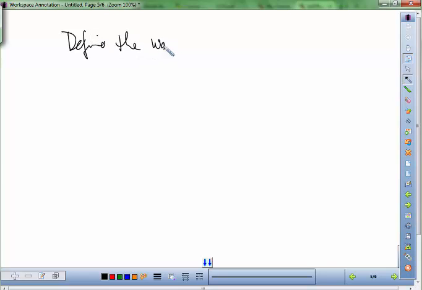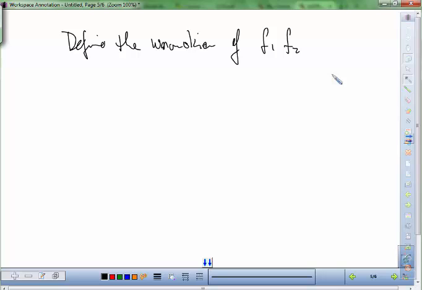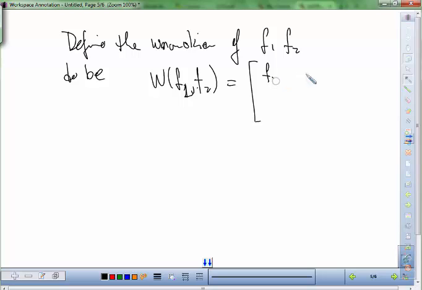Define the Wronskian of F1 and F2 to be W(F1, F2), which equals the matrix F1, F2, F1 prime, F2 prime. Does it look familiar? Yeah, the prime is the derivative. I say this is familiar because it is something that we did in our differential equations class. So for those people who are in my differential equations class, this is what we have.